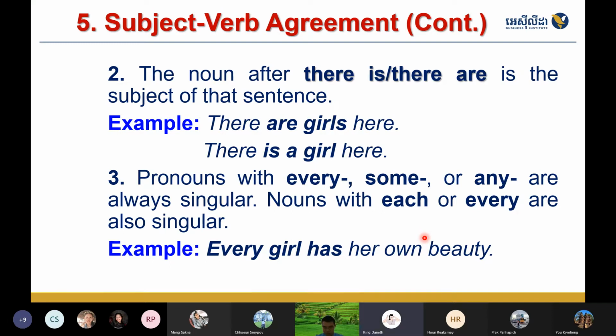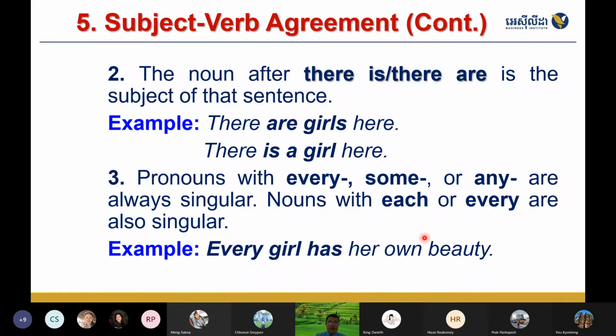The noun after there are is the subject of the sentence. Example: There are girls here. There is a girl here. 3. Pronouns with every, some, or any are always singular. Nouns with each or every are also singular. Example: Every girl has her own beauty. Okay, thank you, Danet. Thank you very much.